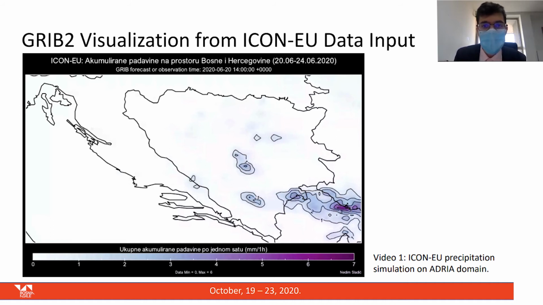the precipitation expected in the period from June 20 to June 24th, 2020, when we had flooding in northeastern Bosnia. I will play it so you can see how it looked.